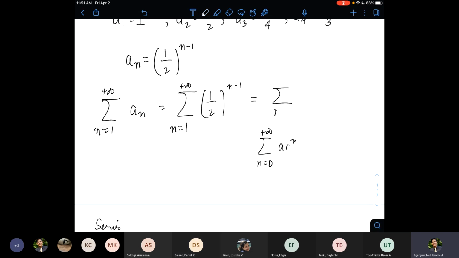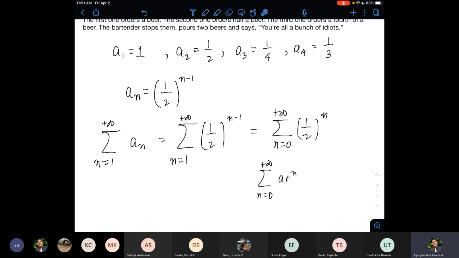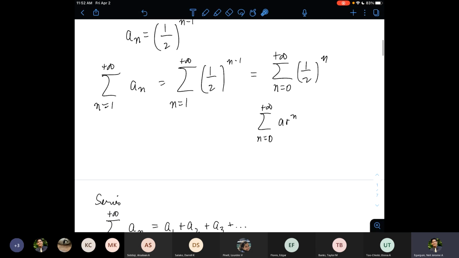So here I want the summation from 0 going to infinity, but since I decreased the index, I need to increase what's on the exponent. So this would be 1/2 to the power n. If n is 0, which is the first term, I'll get 1. If n is 1, I'll get 1/2. If n is 2, I get 1/2 squared, so that's 1/4. That's my third term, and so on. So basically, this is another way of writing the sequence we're interested in.